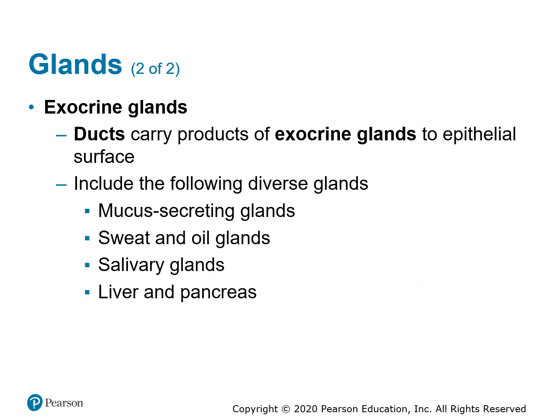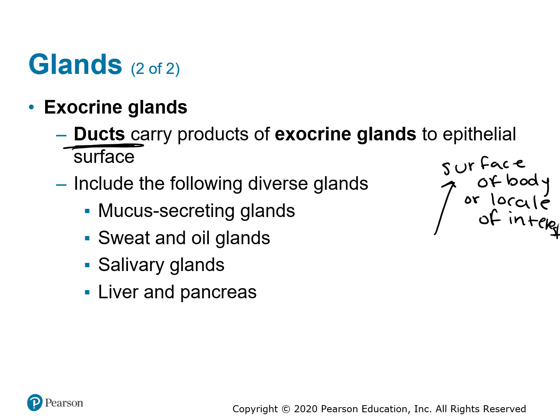Exocrine glands, on the other hand, have ducts. They carry their products directly out onto the surface of the body or wherever they're supposed to go. So they go directly to that epithelial surface. And there are a lot more different types of exocrine glands than there are endocrine glands, okay? And we're going to talk about them in a little bit more depth in the next few slides. But some of those glands do function such as secreting mucus, your sweat glands, the oil glands, the ones that make you break out, your salivary glands, and your liver and your pancreas have some really important exocrine glands that we'll talk about.